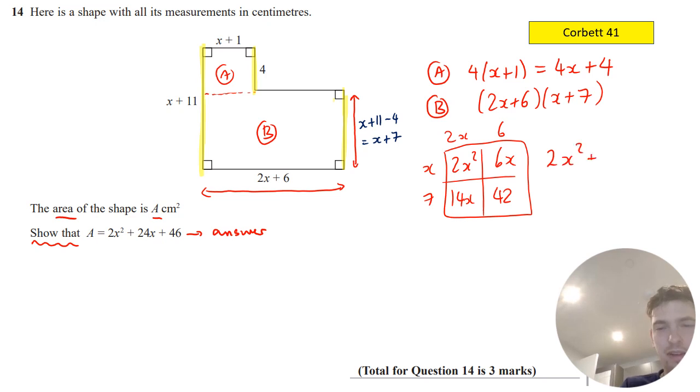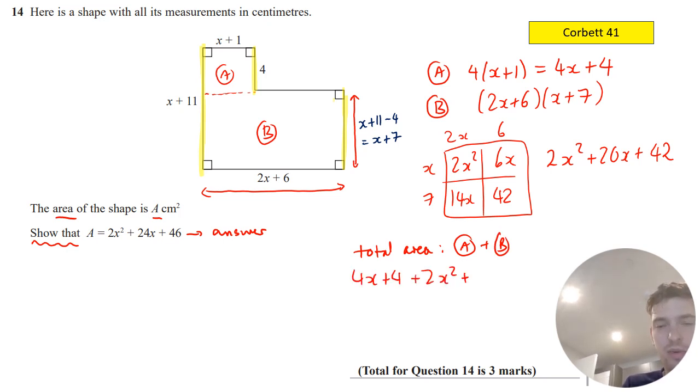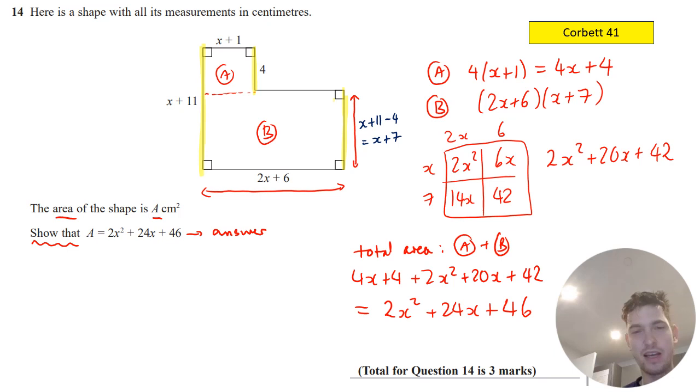And I get 2x squared plus 20x plus 42. So, final step, total area. I just need to add the area of A and the area of B. So 4x plus 4 plus 2x squared plus 20x plus 42. And I'm aiming to get the answer it tells me in the question. So we've got 2x squared, 4x plus 20x is 24x, and 4 plus 42 is 46. So that is what I wanted to show. So I know I got those 3 marks in the bag.